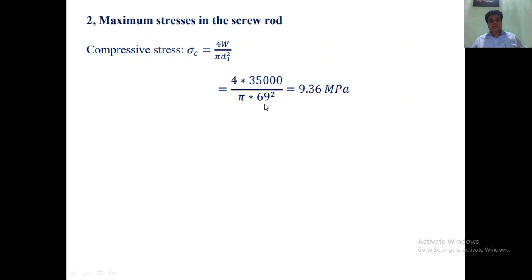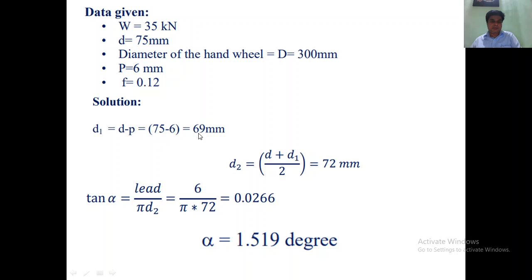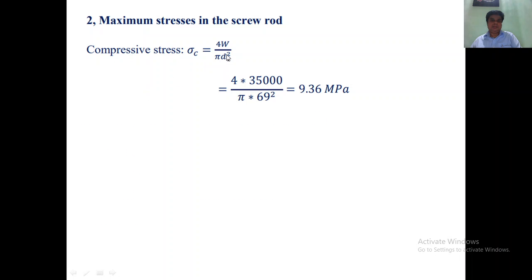It is 69 millimeters. So come back here, this is d1. d1 is the diameter at the root of the thread, that is 69 millimeters. So d1 is taken here, and the area of that circular cross section with diameter d1 is pi by 4 d square. So you can easily calculate the compressive stress in the screw rod. It is 9.36 megapascal.